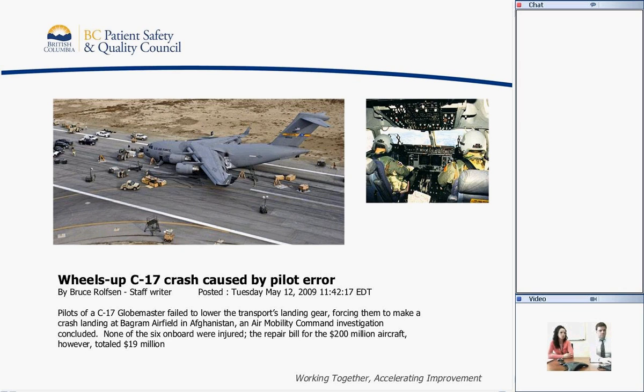Yeah, good. This slide is just a reality check for us that even with new controls, these things still happen. So this is in 2009, a large transport military aircraft crashed in Bagram Airfield Base in Afghanistan. Same problem. It landed without the wheels down. So despite our 50 or 60-year history of human factors in aviation, these things still occur.